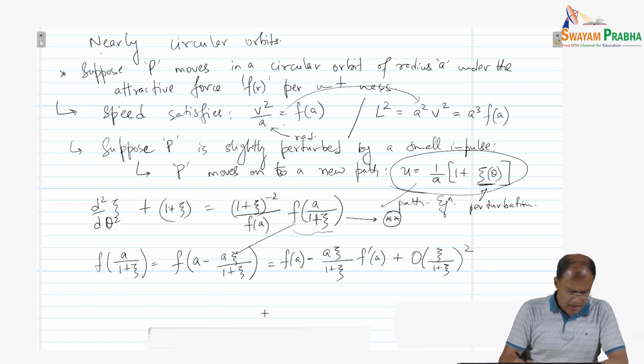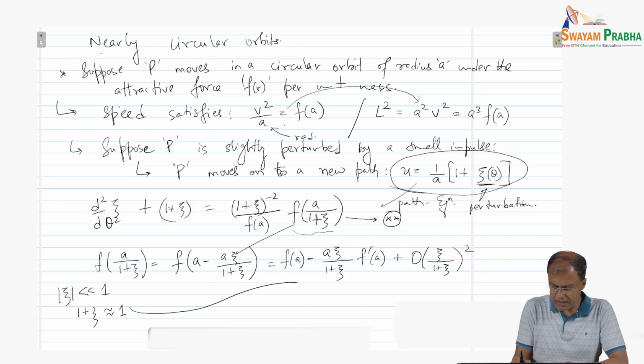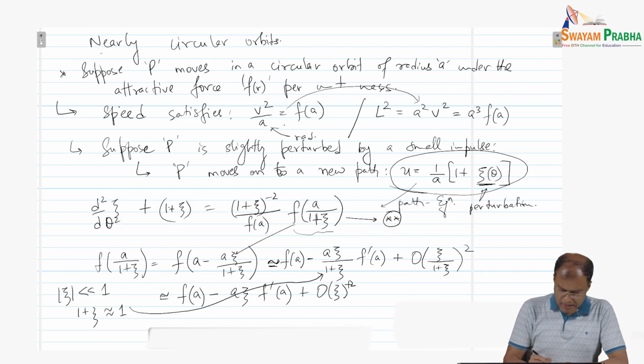And I could further assume that my perturbation zeta is such that this is tiny. This is small, which means that 1 plus zeta is roughly equal to 1. So I'm going to use this information in this expansion. My new expansion is approximately equal to f of a minus a zeta f prime of a plus order zeta square. Let me call this my approximation a.